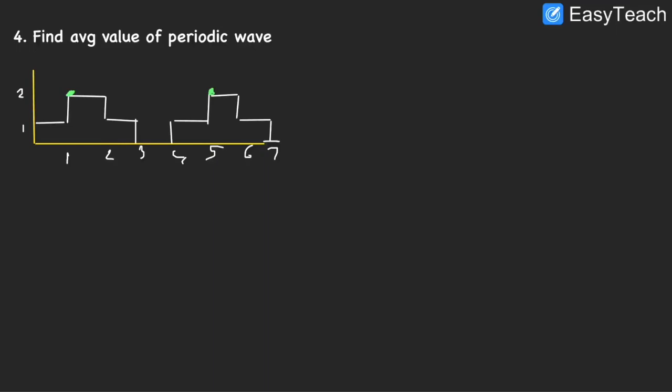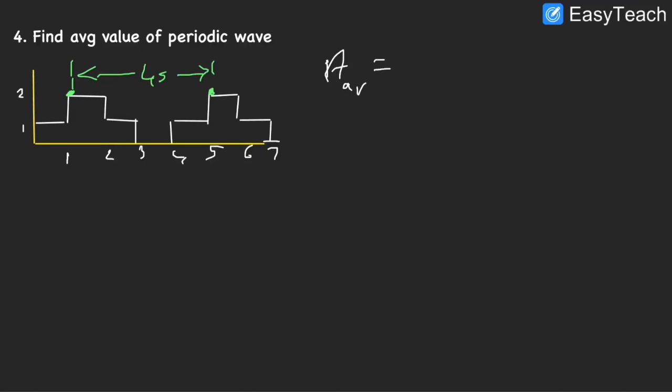And it takes a time of 5 minus 1, so this is 4 seconds. So it has a time period of 4 seconds and a frequency of 1 over 4, so that is 0.25 hertz. But we're not being asked to calculate any of that. We are being asked to find the average value. Now the average value is, I'm going to denote this signal as A.